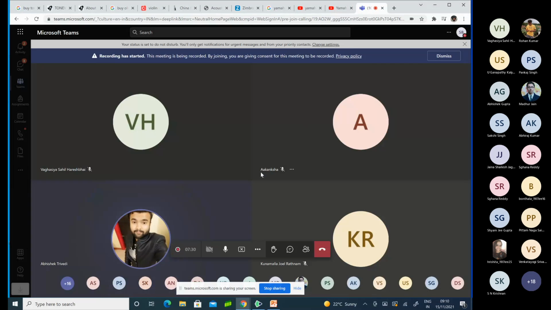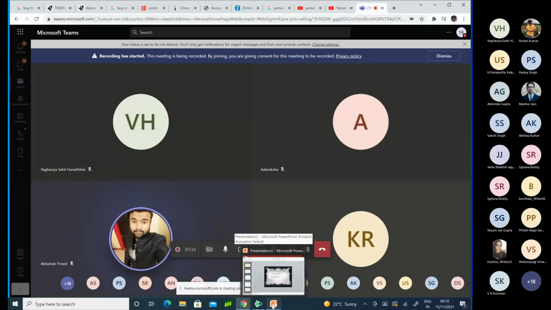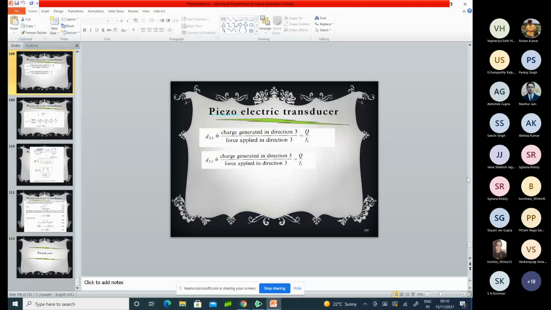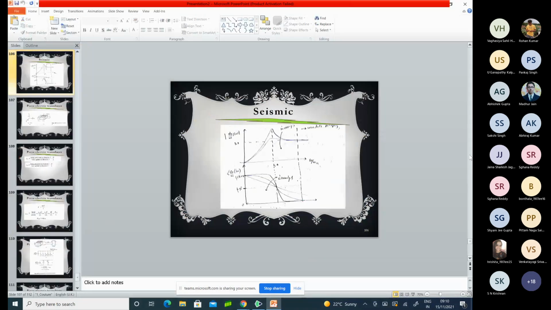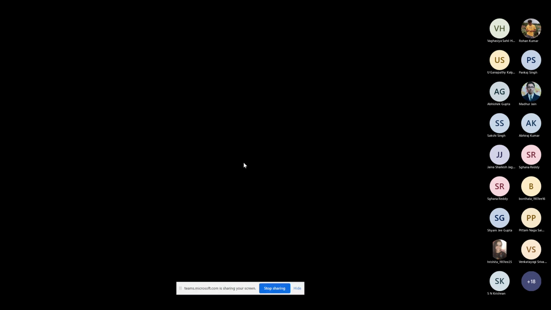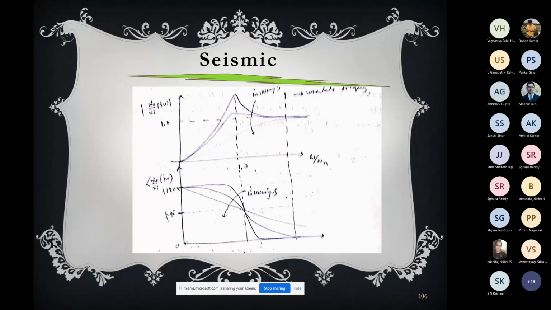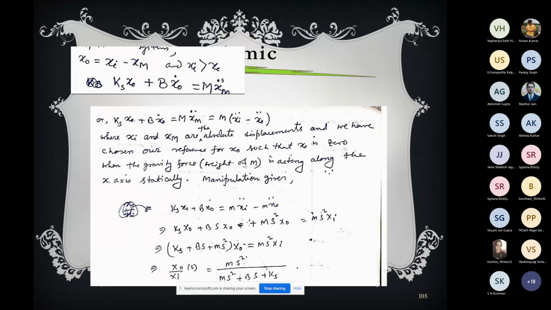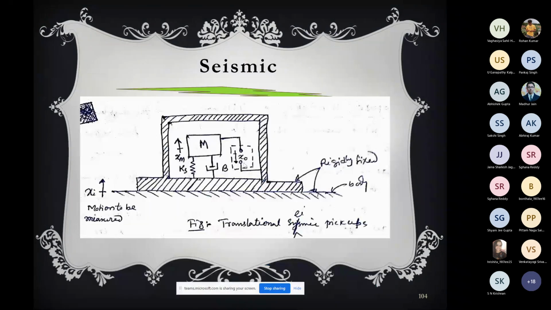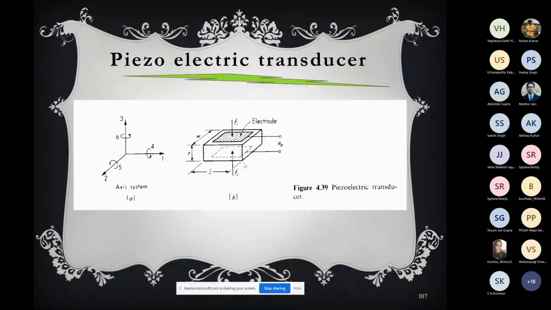Okay. So let's start the class now. So as of now, we are reading the displacement sensors. Now you can see the full screen. We have read almost many displacement sensors, and this is a very important thing to know. Last class we read the seismic sensor, which is used when there is no fixed reference frame. Now we'll move to the piezoelectric transducer. This is also a very important sensor, which is used for measuring displacement.